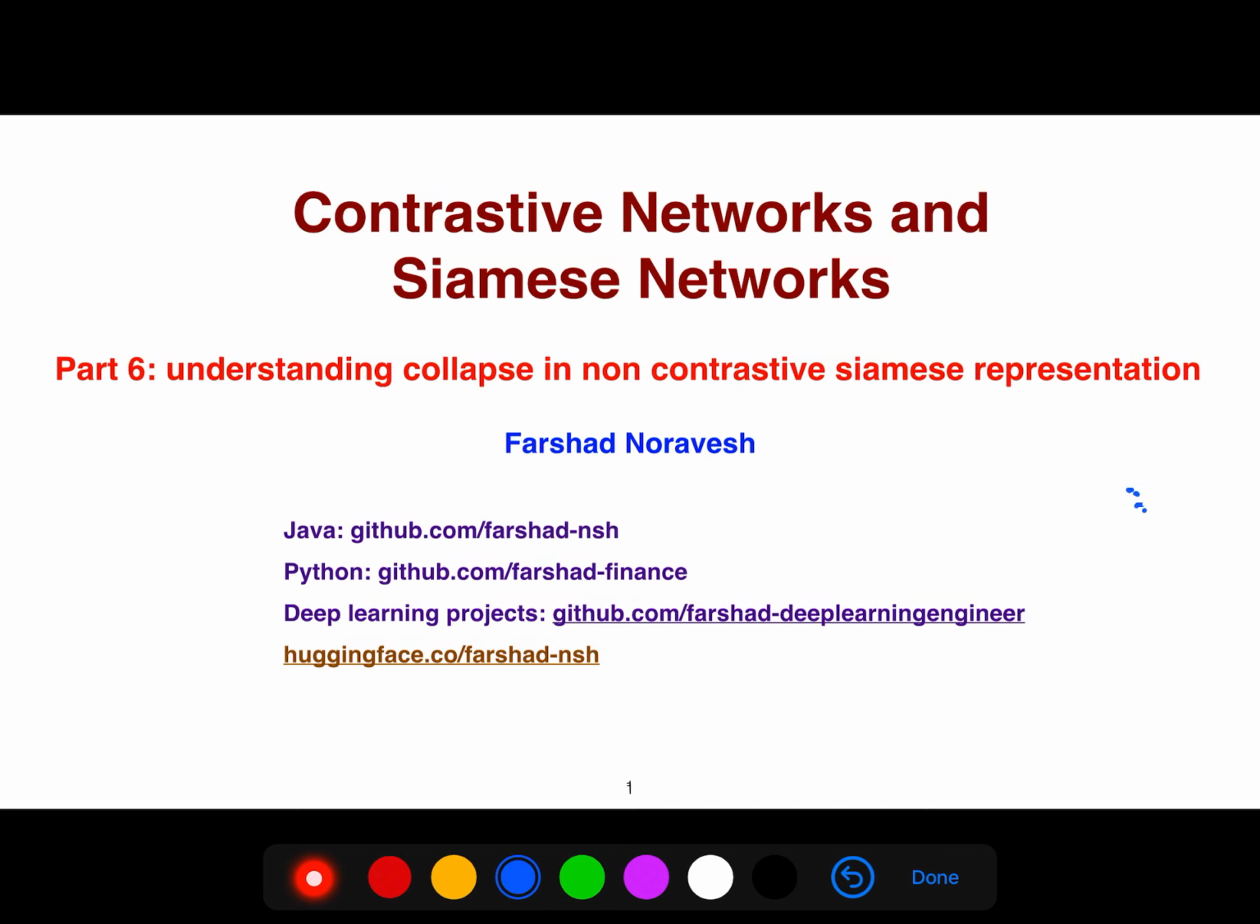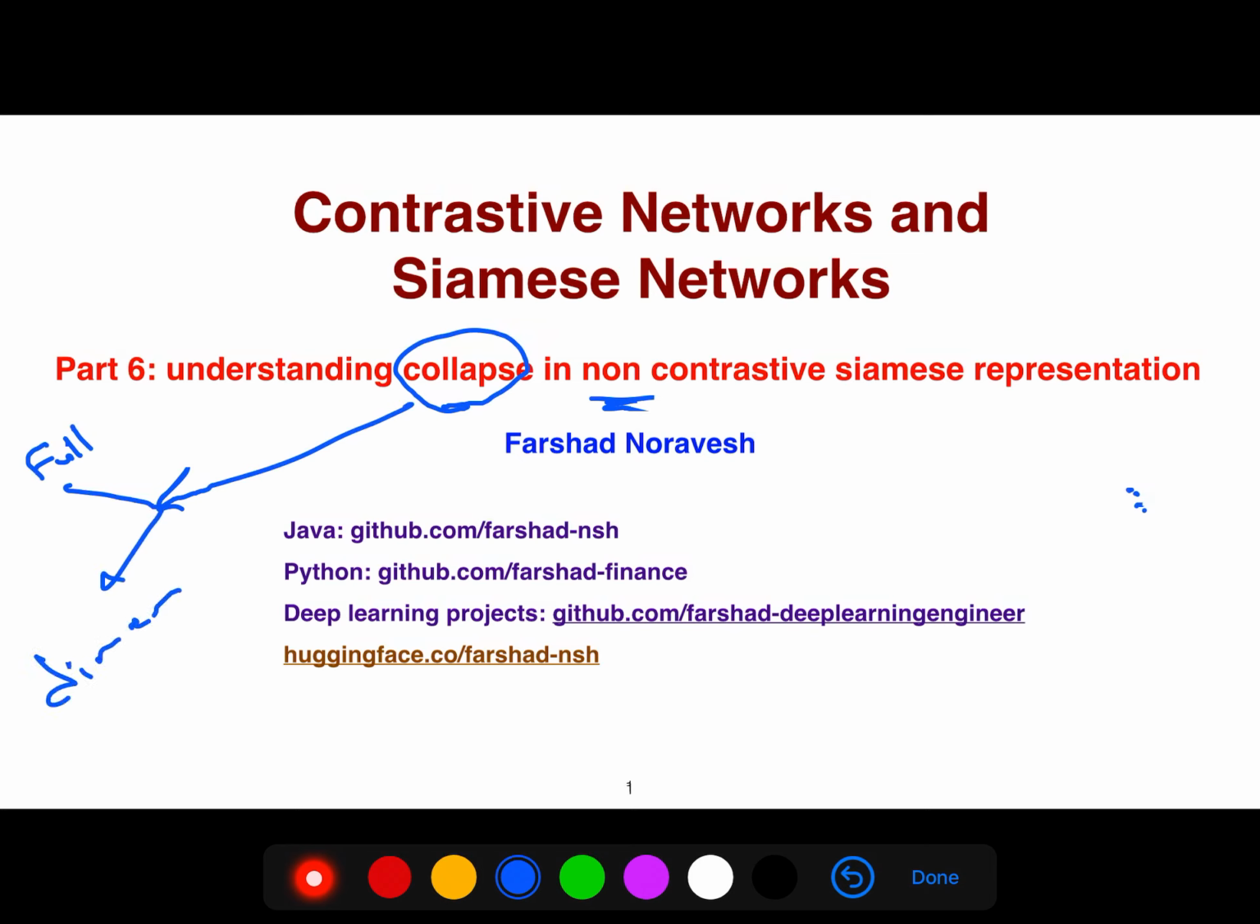So in this lecture, I'm going to be explaining an experimental approach for understanding collapse in non-contrastive siamese networks. When we say non-contrastive, it means that we are just using positive samples. We are not caring about hard negatives and those things because our paradigm is totally different. And when we say collapse, it means either full collapse or dimensional collapse.